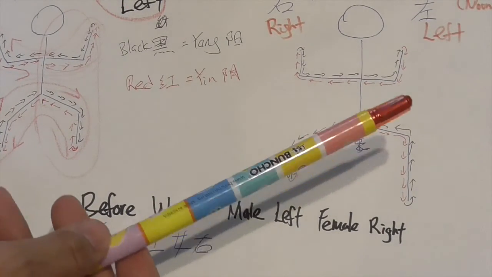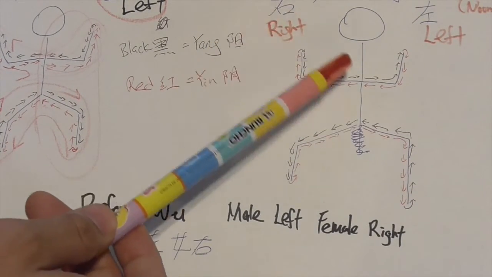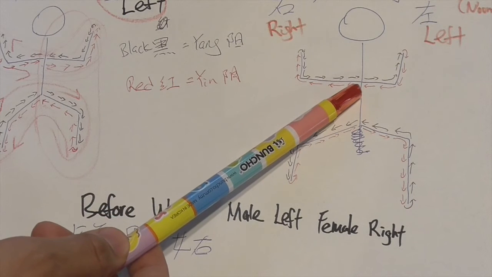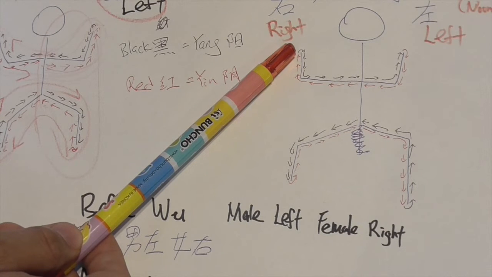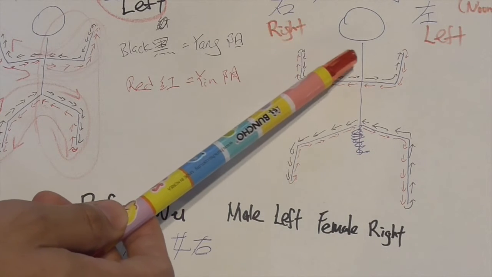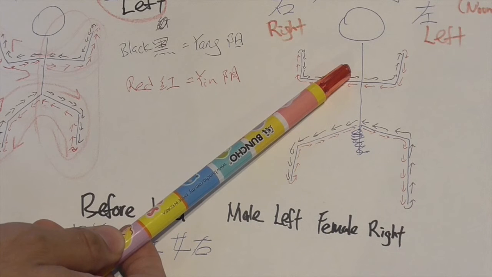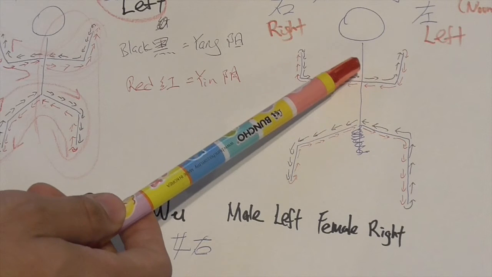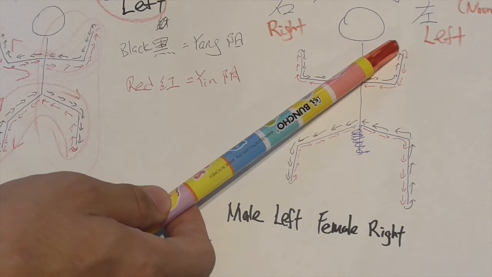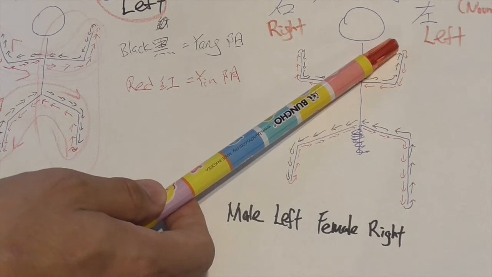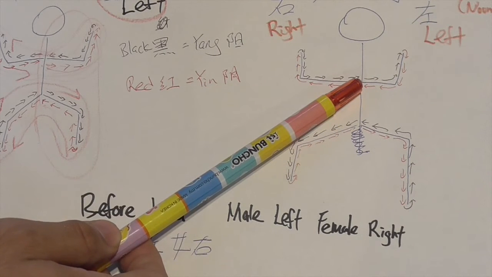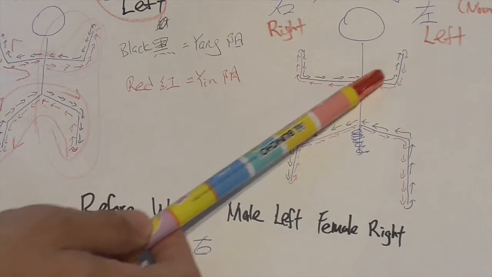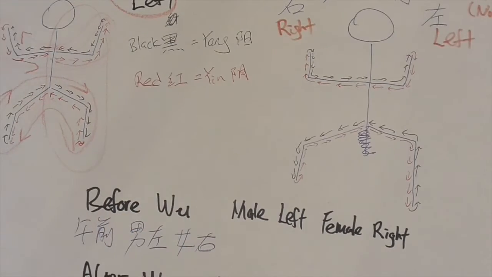Now, female on the right side, from chest to hand is the hand yin meridian. From hand to chest, hand yang meridian. On the left side, from chest to hand, hand yang meridian. From hand to the chest, hand yin meridian. Okay, the circle. Let's check on the leg.